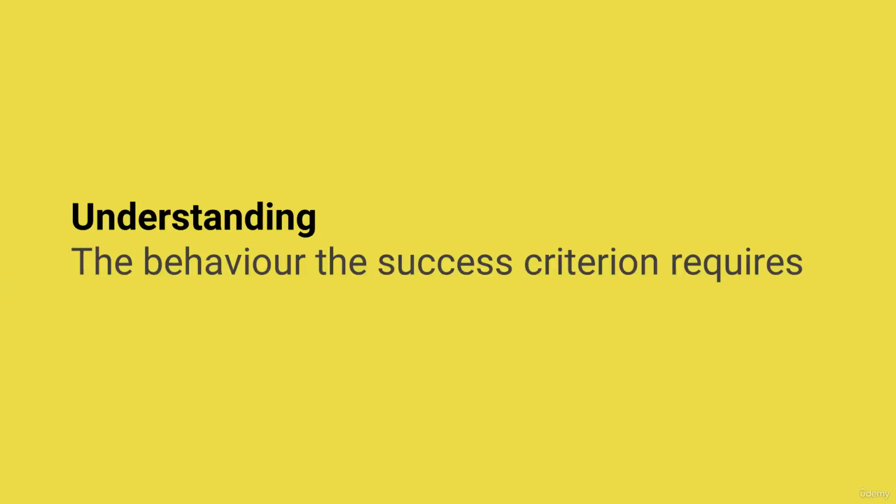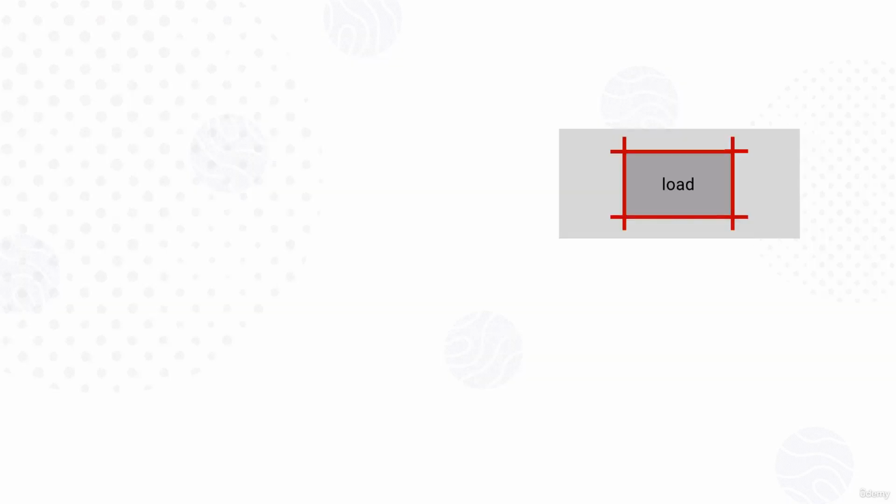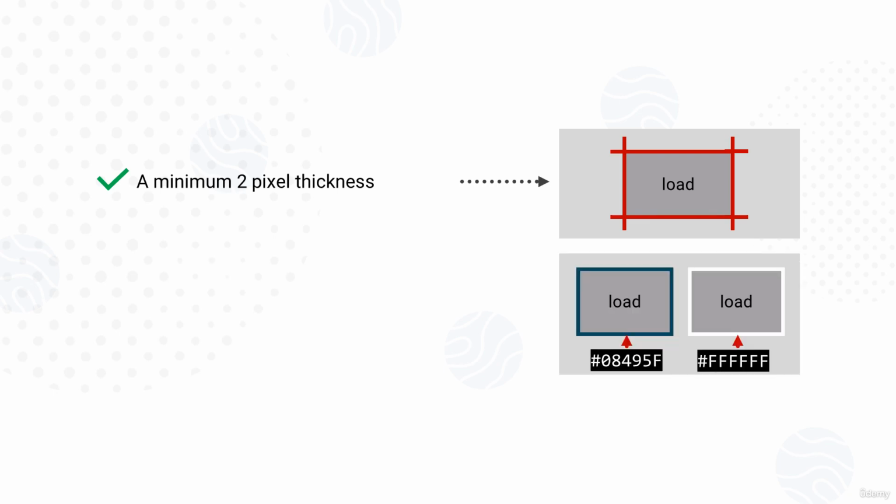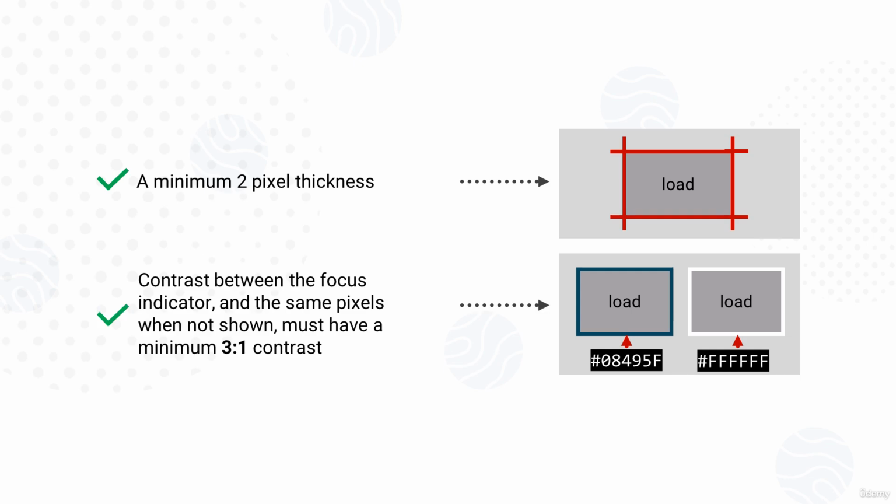The first part of the criterion specifies a minimum 2-pixel thickness focus indicator for components which receive keyboard focus. It doesn't require the focus indicator literally be a 2-pixel thick outline, only that the indicator be at least that large. The second part of the criterion is the contrast difference between the focus indicator and the same pixels when not shown have a minimum 3:1 contrast.